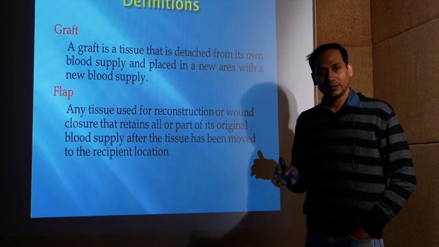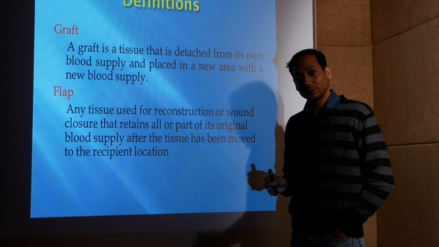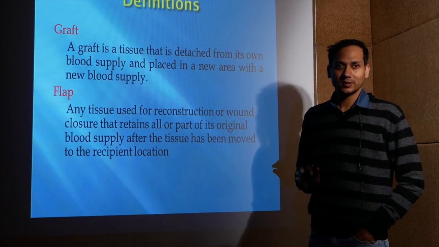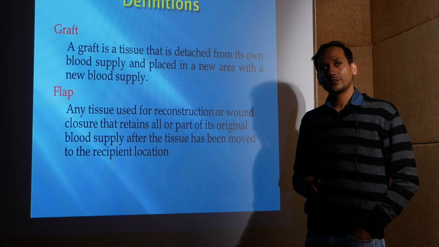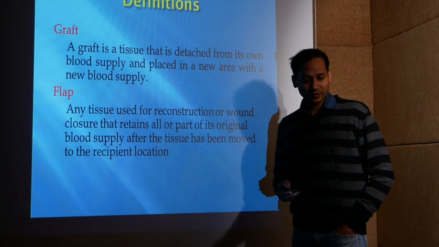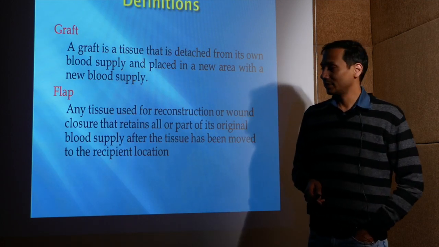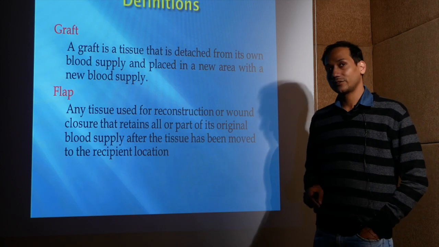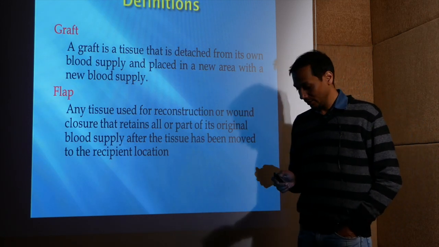Commonly, there are many types of graft used in plastic surgery. The most common one is the skin graft. Beside this, we can also use bone graft, nerve graft, vein graft and cartilage graft. But the most commonly used graft is the skin graft, so we will discuss the skin graft here only.